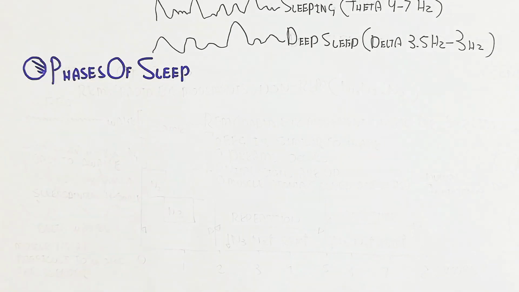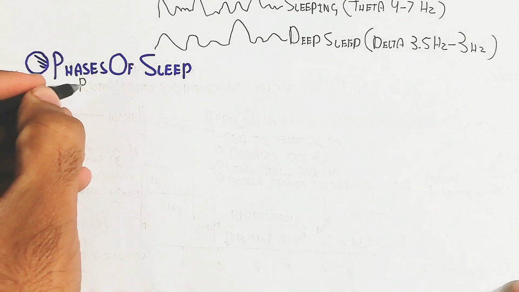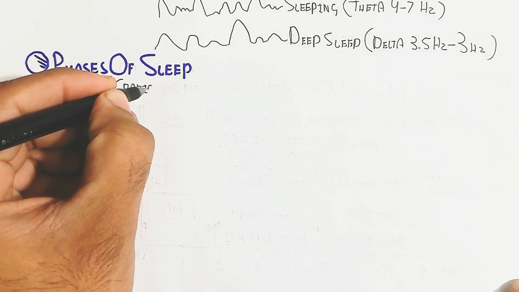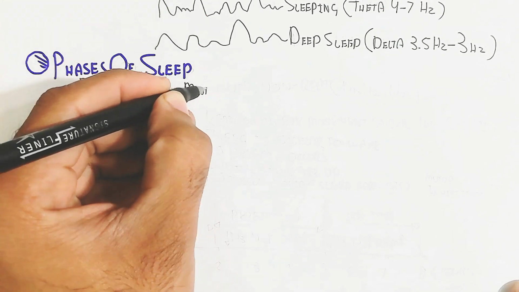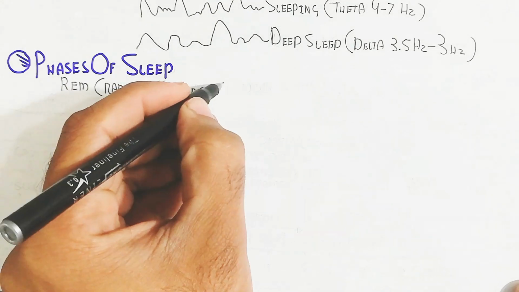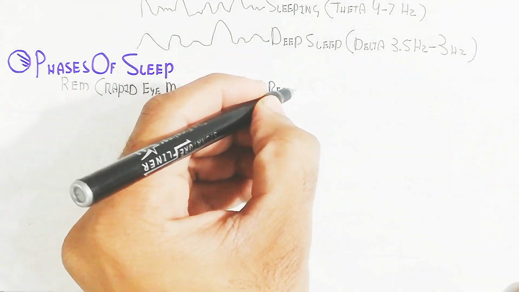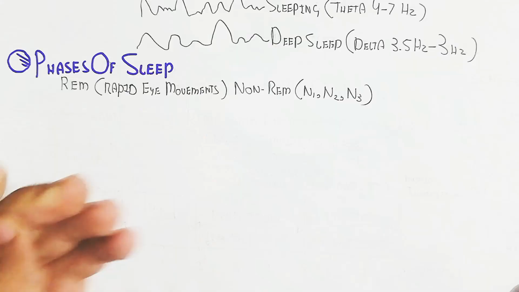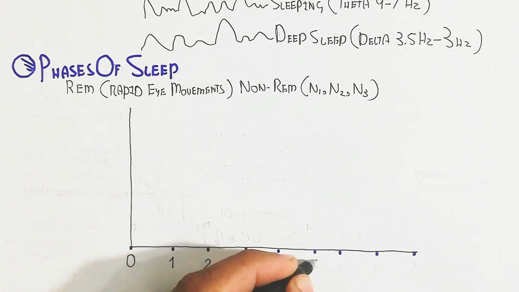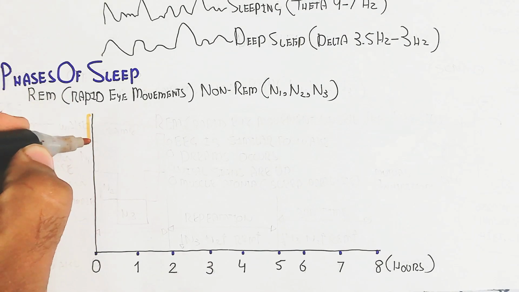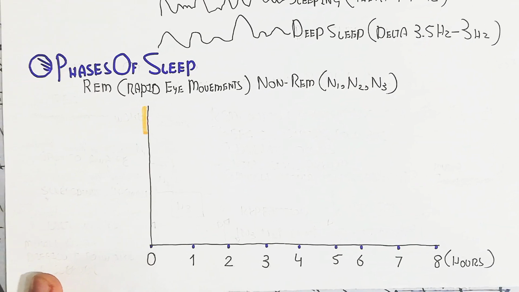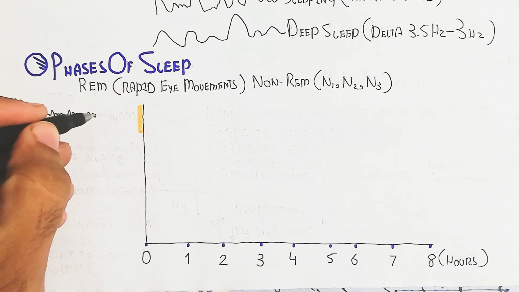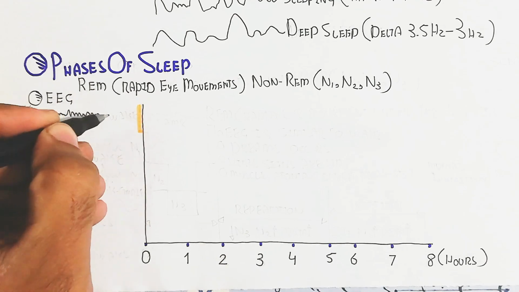Phases of sleep, let's begin to understand. The phases of sleep we can divide into REM and non-REM. REM means rapid eye movement, while non-REM means non-rapid eye movement. The non-REM can be divided into N1, N2, and N3. Let's begin to understand through the EEG and graph across the whole sleep period.